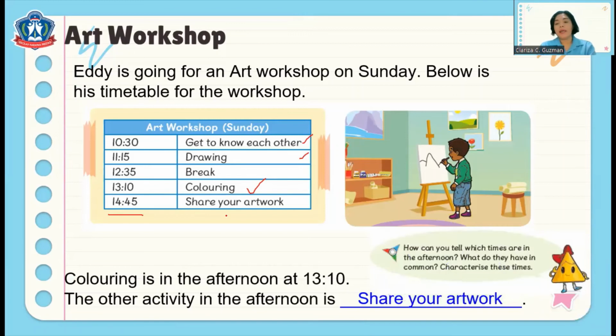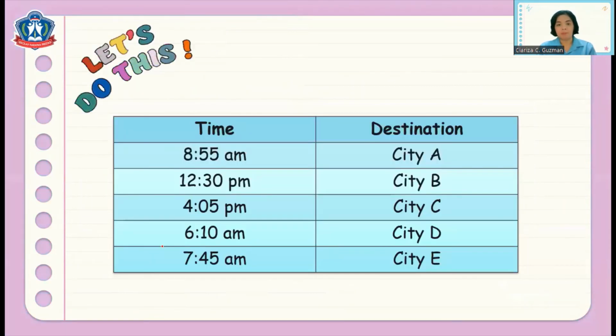So how can we tell which times are in the afternoon? By simply finding the 12 noon or the 12 o'clock. The activities before 12 noon are in the morning. The activities after the 12 noon or after 12 o'clock are in the afternoon.